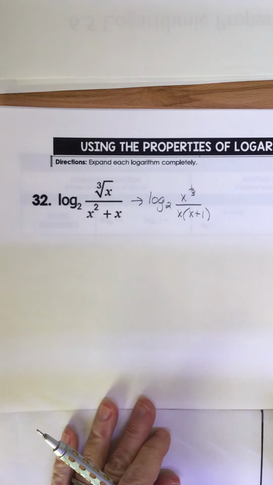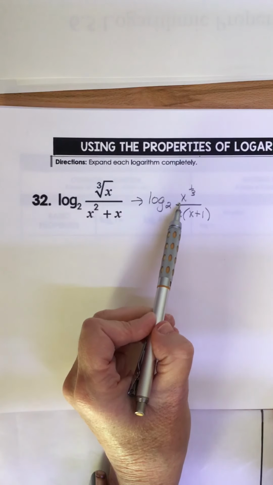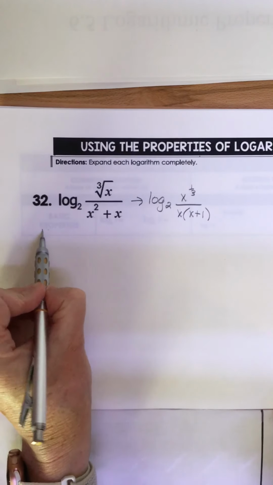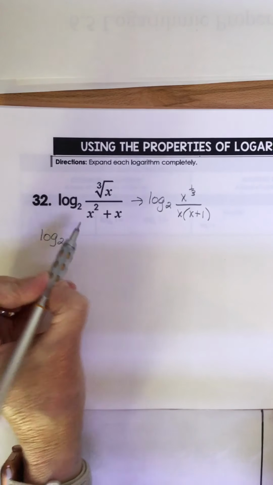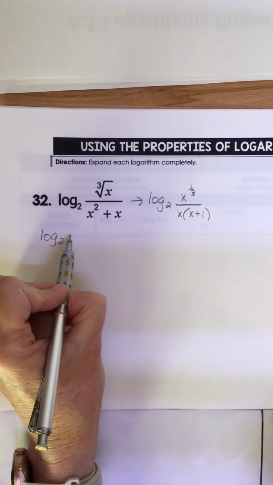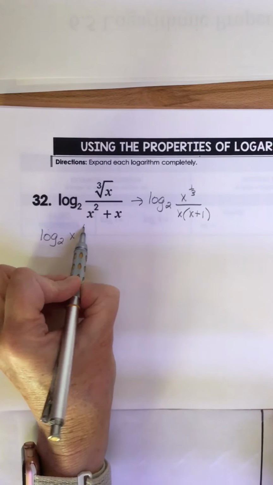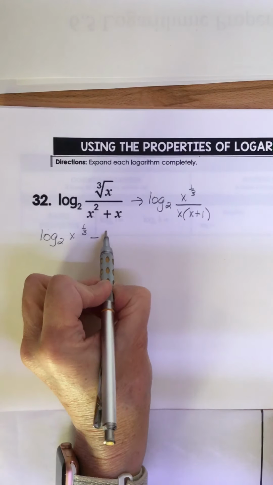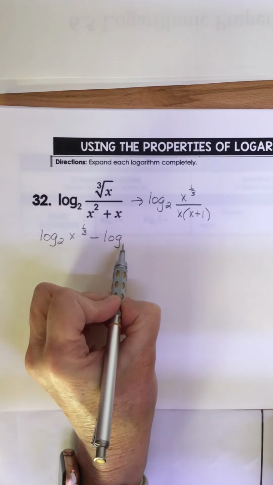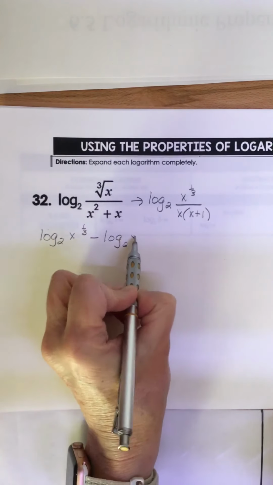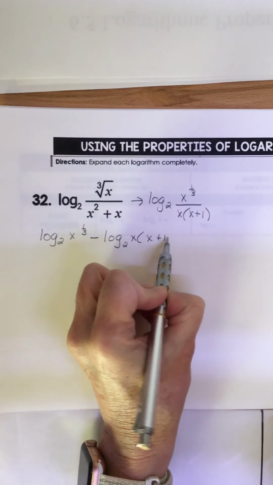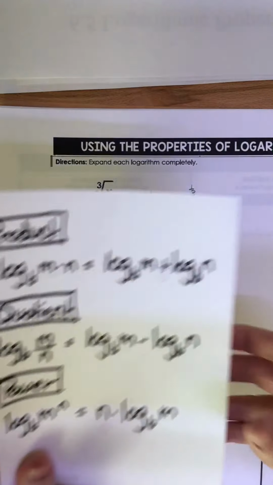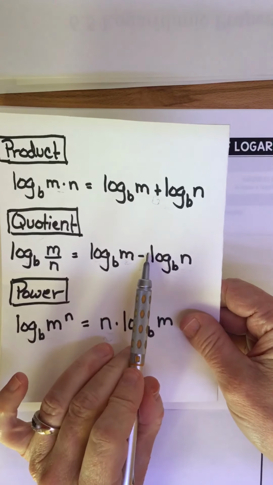All right. And so now we'll go ahead and use the quotient rule. Log base 2 of x to the 1/3 power minus log base 2 of x times the quantity of x plus 1. So that's what I did. I went from here to here.